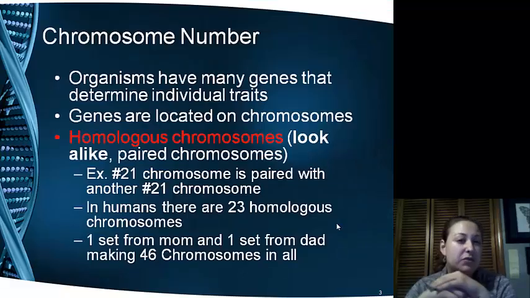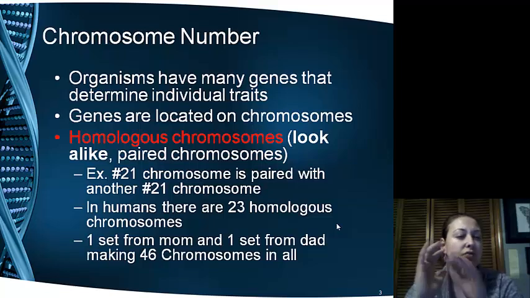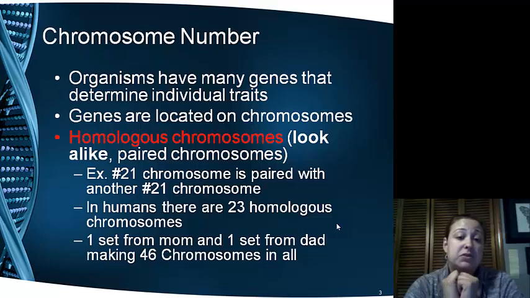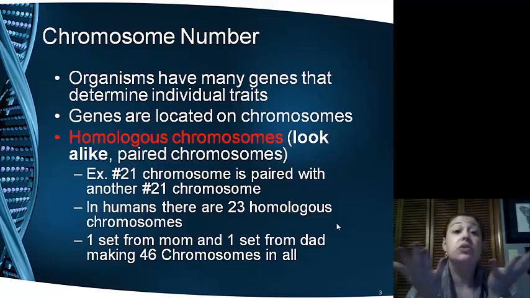So, starting off with chromosome number. Organisms have many genes that determine individual traits. Genes are located on chromosomes. The homologous chromosomes are look-alike pairs of chromosomes. Each person has 2 copies of each chromosome. So an example, you may have a 21st chromosome over here, and then you'll have another 21st chromosome over here. You have 23 homologous chromosomes. You get 1 set from mom and 1 set from dad. So 23 and 23, you get 46.